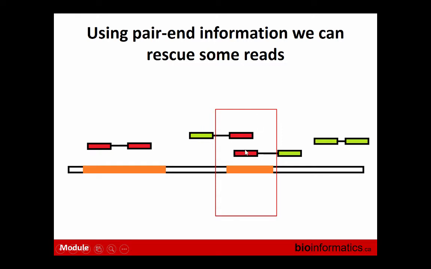However, these two red reads are rescued because the pair mate of these red reads, the green read, is aligned uniquely, and we can infer the true location because we can use the fragment lengths. We can say that one green and one red read have to be within, say, 500 bases from each other, and we can find the proper placement of those red reads. Otherwise, there are multiple locations on the genome.